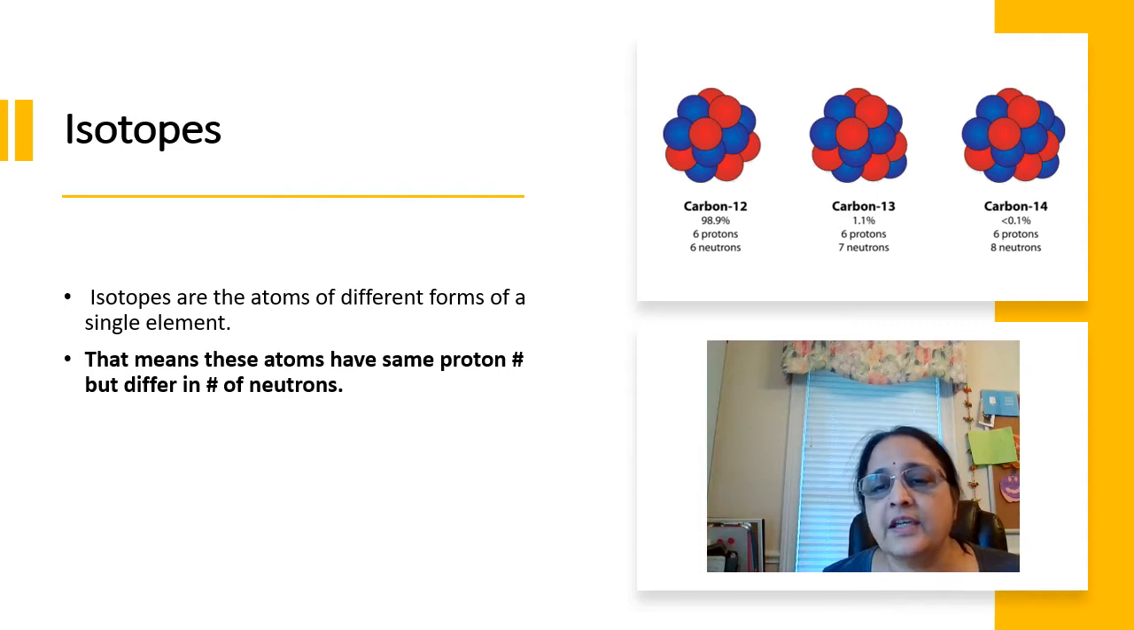So when you see all these three, what is the common thing that all of them have? Number of protons. Where there is a difference? Number of neutrons. So then what do we call all these three atoms of the same element? We call them isotopes. Carbon 12 and 13 are normal isotopes, but carbon 14 is a radioactive isotope. What is that? We will learn.